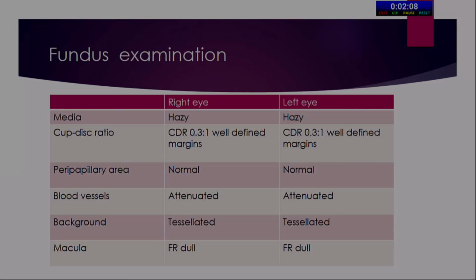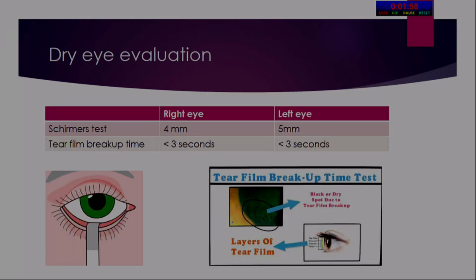Coming to fundus examination, media is hazy in both eyes, cup-disc ratio was normal, peripapillary area was normal in both eyes, blood vessels were attenuated, macular reflex was dull. Dry eye evaluation: Schirmer's test in the right eye was 4 mm and in the left eye was 5 mm. Tear break-up time was less than 3 seconds in both the eyes.